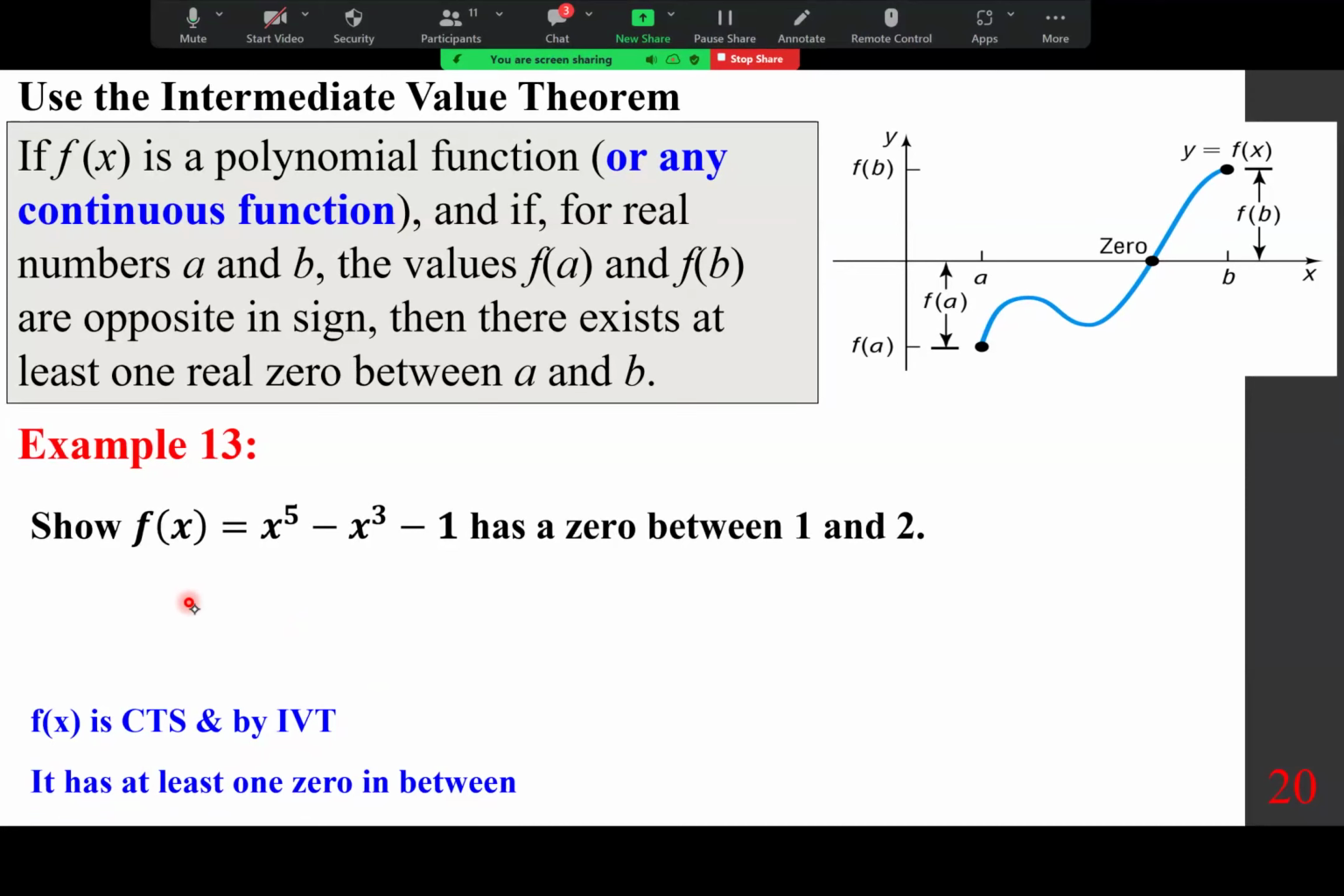So number 1, let's find f of 1. F of 1 is 1 to the power of 5 minus 1 cubed minus 1. And I hope you see that it's negative. So f of 1 ends up being a negative value. We are interested in the sign. And then f of 2 is a 2. Let me use a different color.